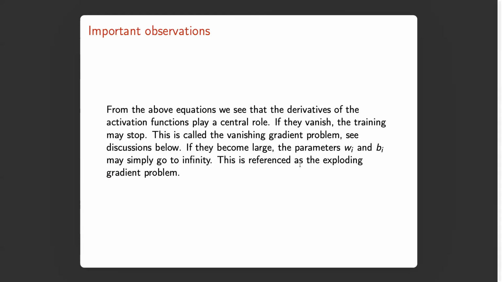And so what you see now is that the derivatives of the activation functions play a central role. If they vanish, then the training may stop, and that's called the vanishing gradient problem. And if you go into the slides, you will find a discussion about this topic. And if they become large, then the parameters W1 and Wi and Bi can simply go to infinity. And that's also the problem of exploding gradients.